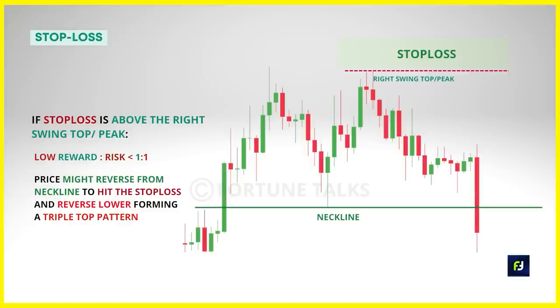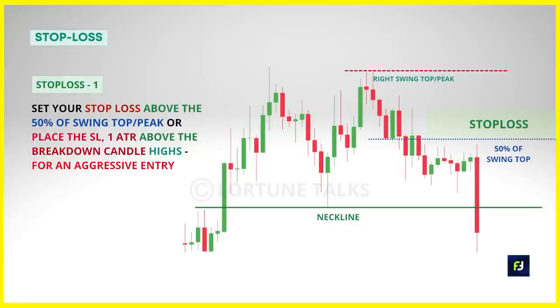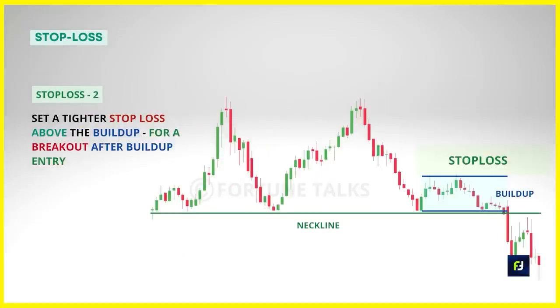So what I recommend is to either place your stop loss at 50% level between the swing top and the neckline, or if this distance is too large, then set your stop loss with an adequate buffer using the ATR indicator just above the breakdown candle high. This could be your stop loss. Your entry was very aggressive, that is, you went short as and when the price broke below the neckline. Now what if you took a short entry after a build up near the neckline? Then you get the freedom to place a much tighter and hassle-free stop loss, preferably just above the build-up or consolidation, which will boost your reward to risk ratio.